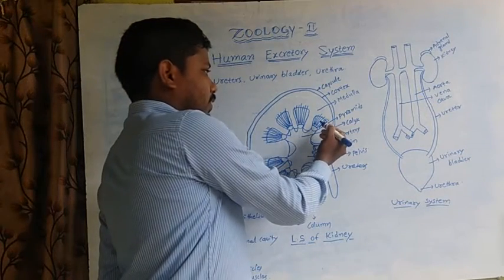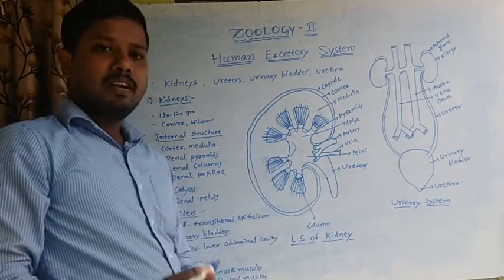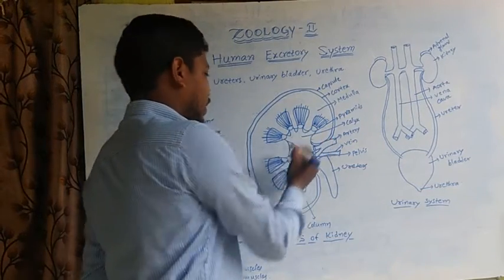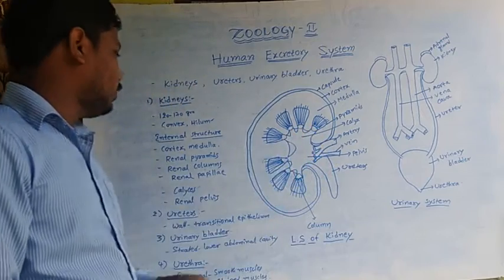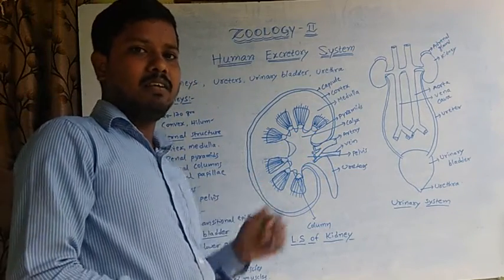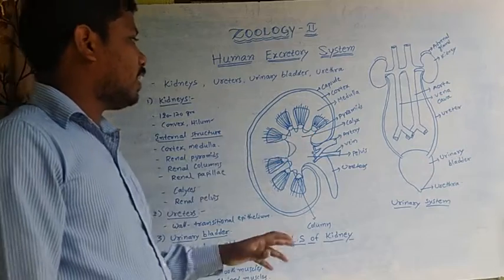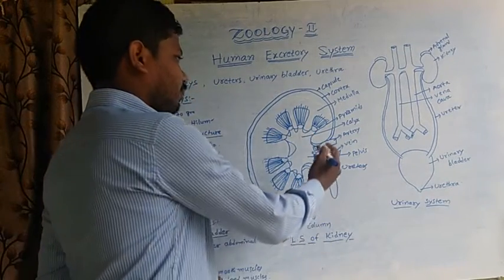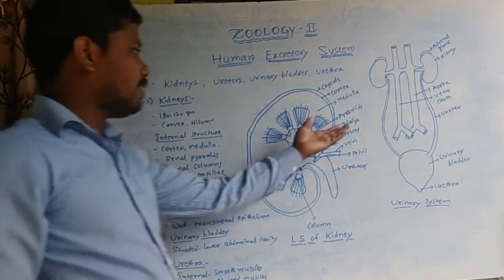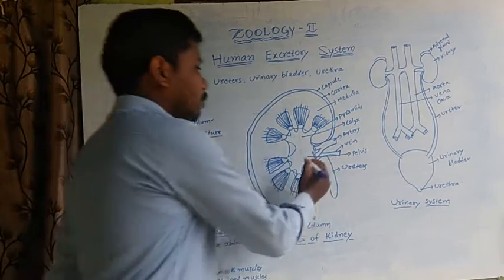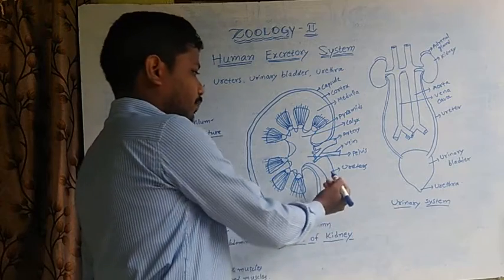The base of each pyramid originates from cup-like structures called calyces. The renal pyramids terminate in renal papillae, which are projections that open into the calyces. The calyces originate from the renal pelvis. The renal pelvis leads into the ureter.